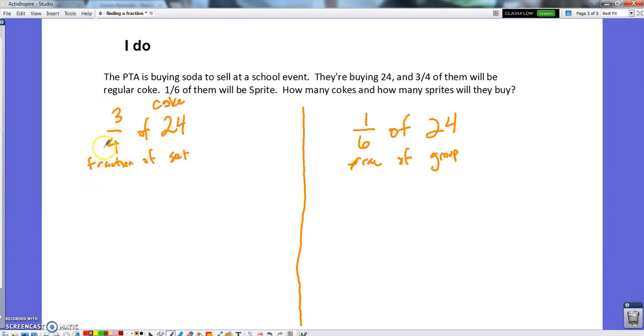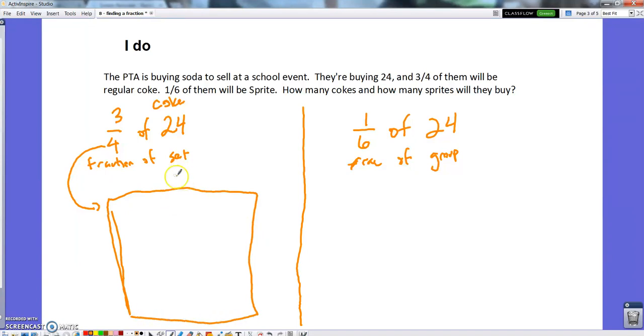So what I'm going to do, since I'm dealing with fourths, is make myself a whole. So all together there's going to be 24 in here. And I'm going to divide that into fourths because fourths is in the problem. So I'm going to do like that. And so now, in order to find out what 3/4 of 24 is, I've got to put 24 cans, or 24 like symbols, in here. So I'm going to fill them in. I need to make sure I have the same number in each one.